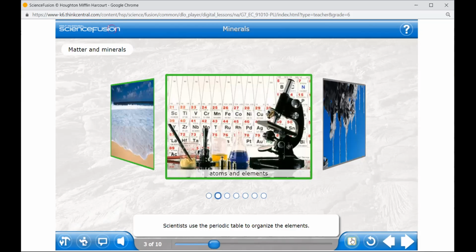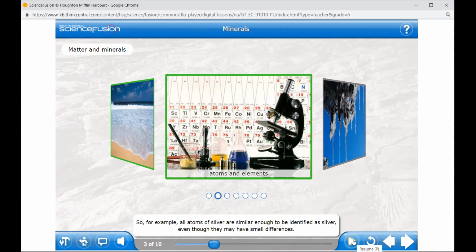Scientists use the periodic table to organize the elements. Elements are pure substances that can't be chemically broken down into simpler substances. There are about 90 elements that occur naturally on Earth. The others were made in a lab by scientists. Each element is made up of only one type of atom. So, for example, all atoms of silver are similar enough to be identified as silver. A silver atom will contain silver inside.